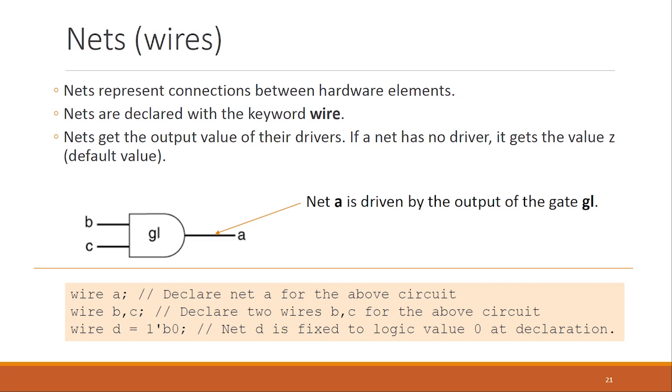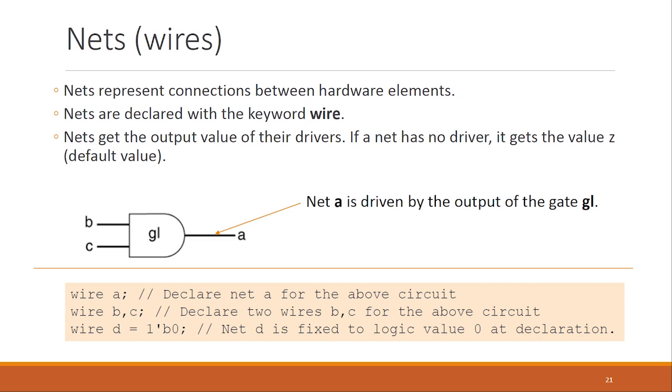And nets are declared with the keyword wire. So you need to use this keyword wire to declare a net. And nets get the output value of their drivers. If a net has no driver, it gets the value Z. So when we look at an example, you will understand this better.